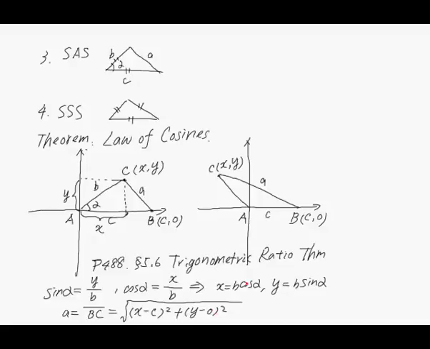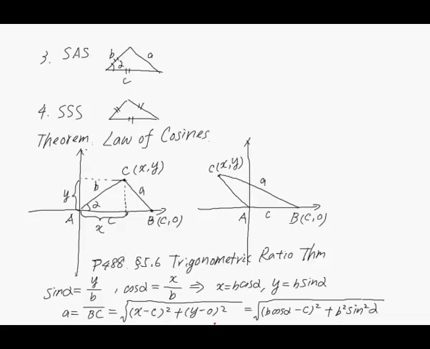So now we plug in the expressions for x and y into this expression, then we get b times cosine alpha minus c squared and plus the square of y. So that is b squared sine squared alpha. Now let's move to the next page.